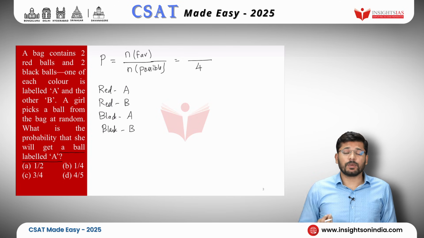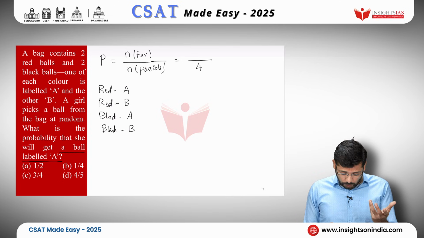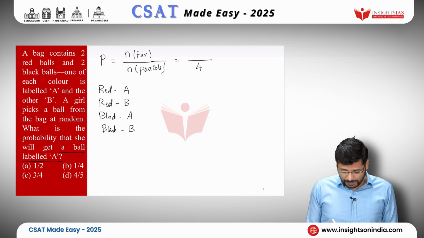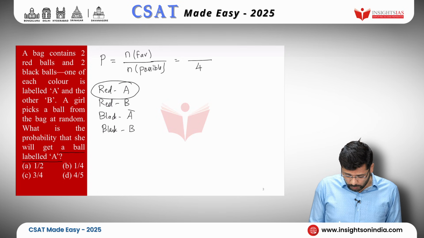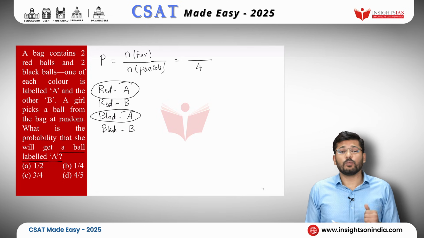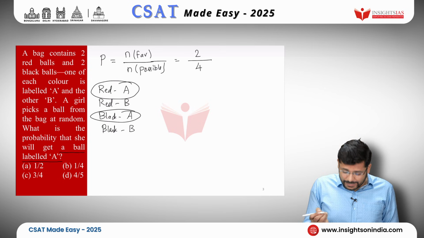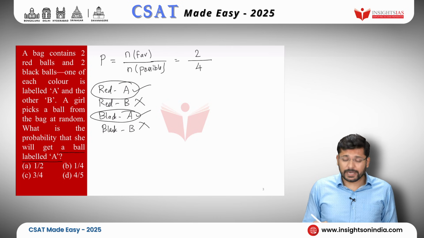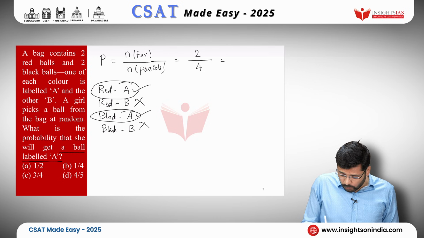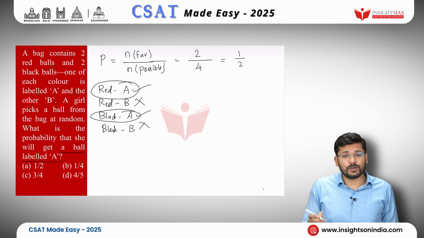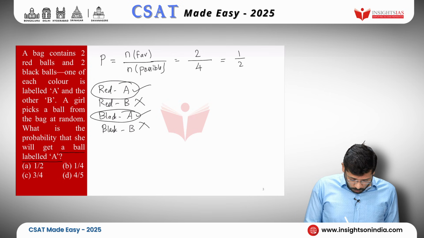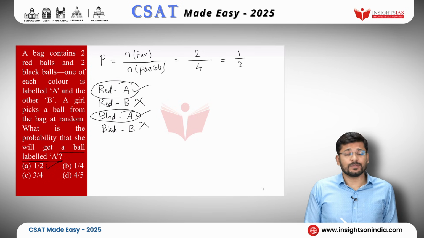What is the number of favorable outcomes? What do we want? We want any ball labeled A. So, it can be red A or it can be black A. So, how many favorable outcomes do we have? We have 2 favorable outcomes. It can be red or black, it doesn't matter. We just want it to be labeled A, not B. So, the probability is 2 by 4, and 2 by 4 is nothing but 1 by 2. So, your answer would be option A, 1 by 2.